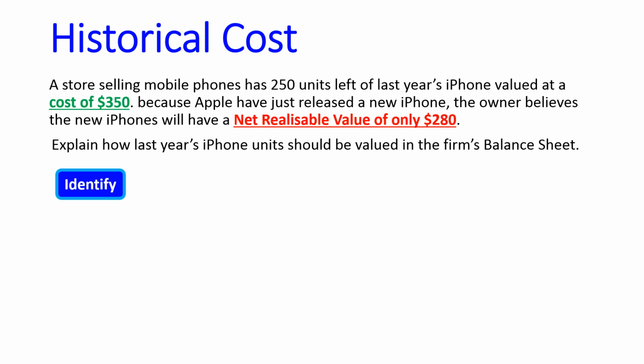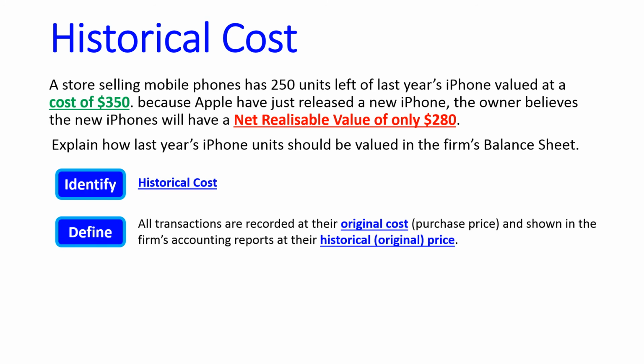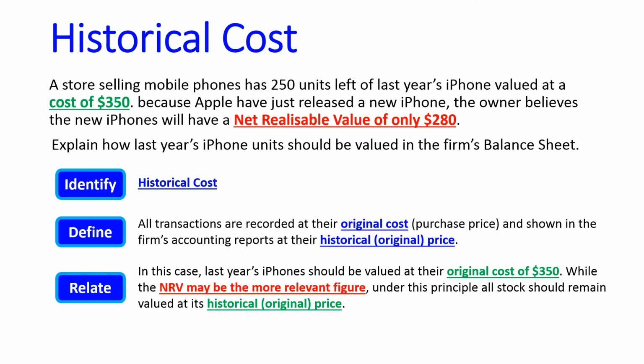So when we answer theory questions, identify. I'm going to identify the historical cost principle. I'm going to define it. All transactions are recorded at their original or historical cost. And then in this case, I'm going to relate it and say it should be left at $350.